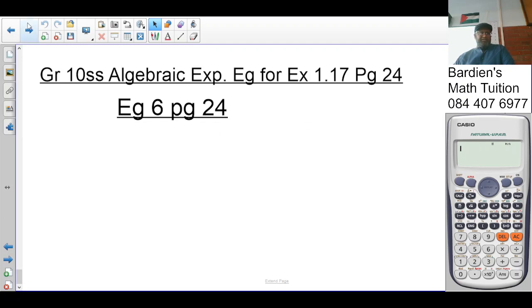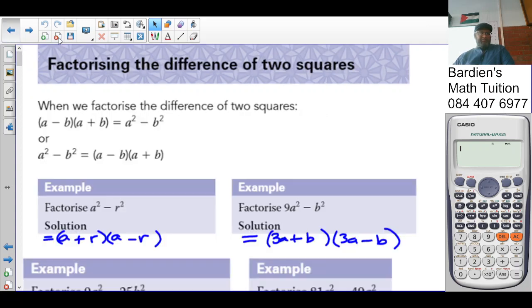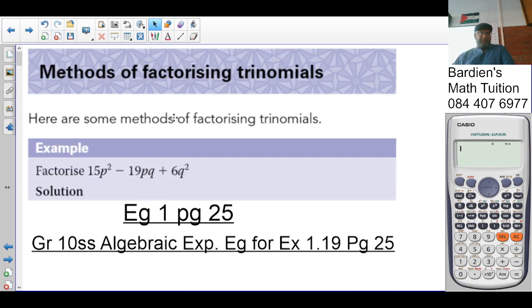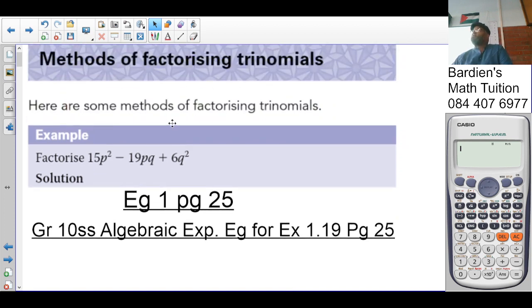Is exercise 1.19. So is this one here? Yes. Methods of factorizing trinomials. This is example 1 on page 25. Is that correct? Yes.